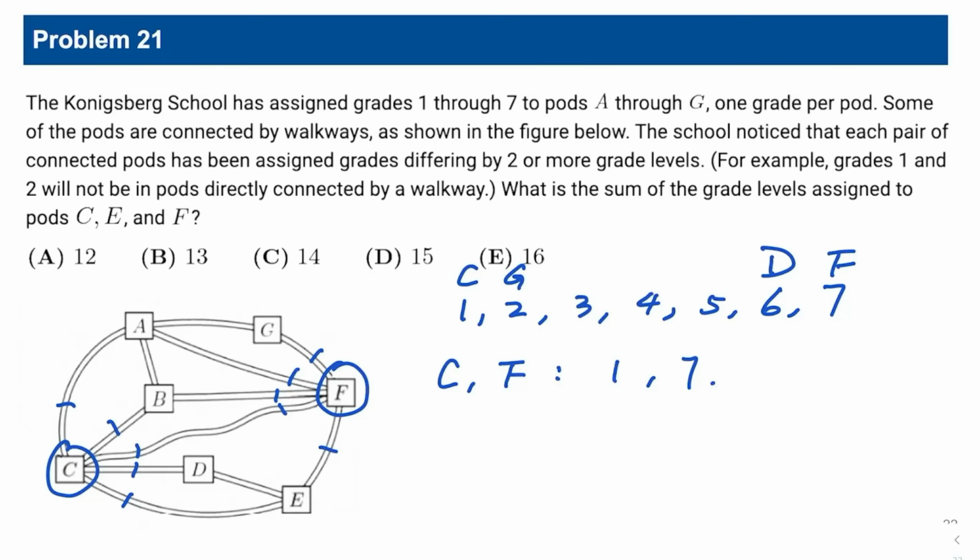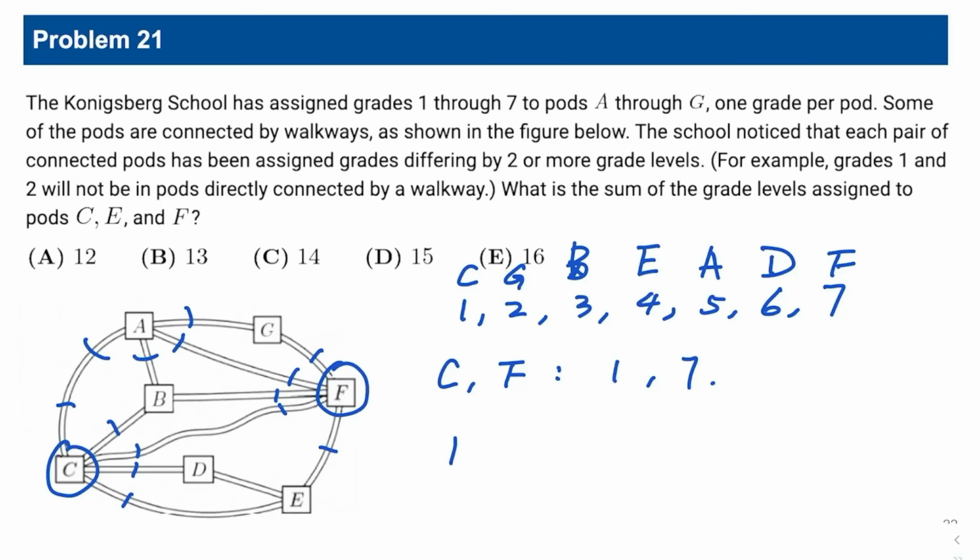Now, let's look at pod A and pod B. A is connected with C and F and G and B. So A cannot be here. And A and B cannot be next to each other. So we must have A here and B here and E here.